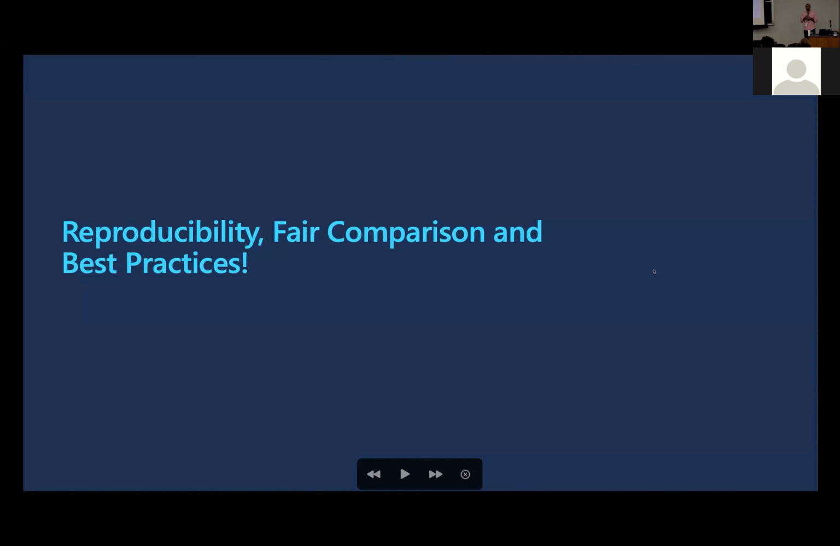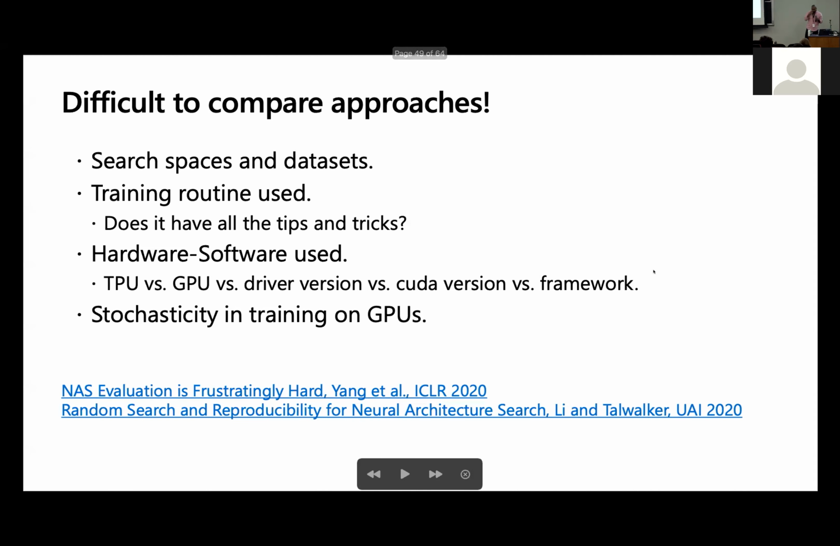So as I promised, and I know we are running out of time, but I want to spend just 5 minutes on this: reproducibility, fair comparison, and best practices. I'm sure when you have read NAS papers or any kind of AutoML paper, many times you are wondering, this is such a complicated pipeline. Why does this work? What part of this is important? How can I reproduce this easily?